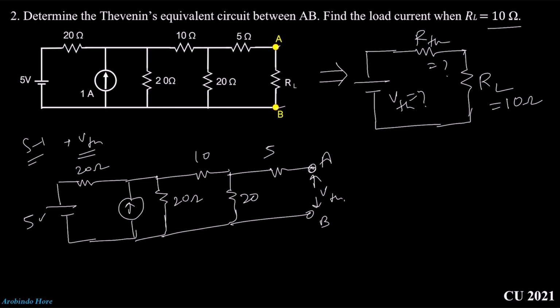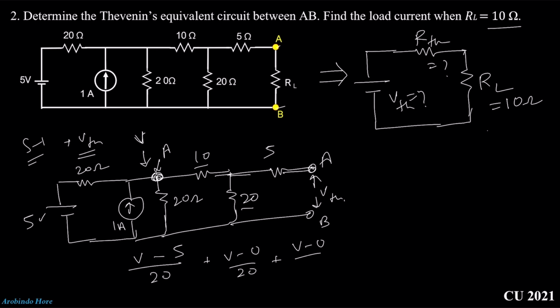What we need to do? Just apply KCL. If we apply KCL, then we will easily find out the voltage VTH. Where do we apply KCL? At this point. This point is point A, and we assume the voltage at this point is V. So if we apply KCL at point A, we can write down (V minus 5)/20 plus (V minus 0)/20 plus (V minus 0)/30 minus 1 equal to 0.